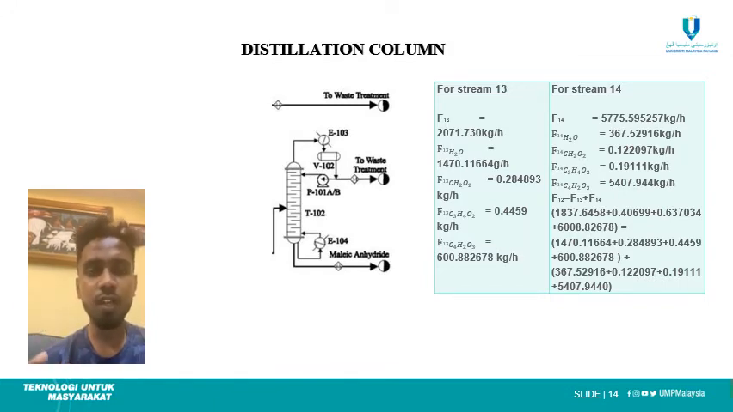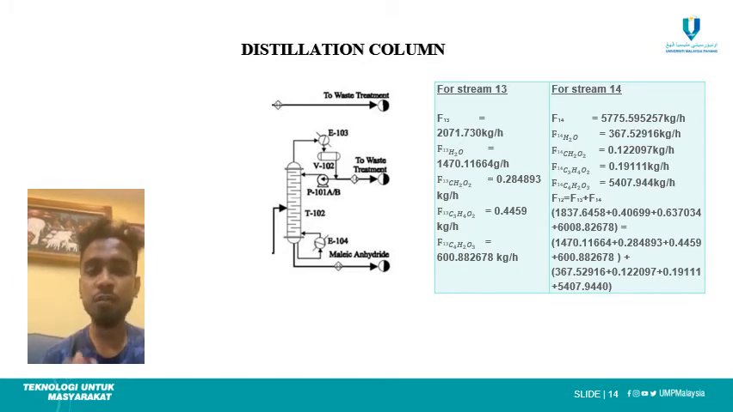But before calculating the flow rates of the streams, we have to make assumptions. We need to assume that the top product contains 0.1% maleic anhydride, 0.8% water, and 0.7% acrylic acid and formic acid. We have to make sure of these assumptions in order to find the flow rates of the streams. For stream 13, we will get 2071.730 kilograms per hour, and by that we can calculate for water and all three acids.